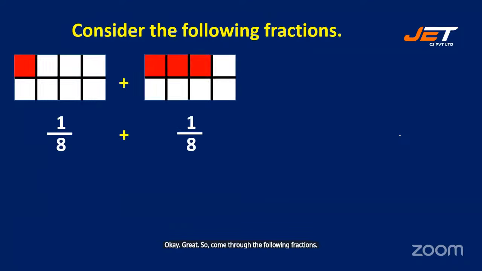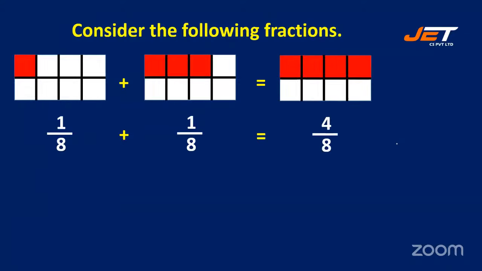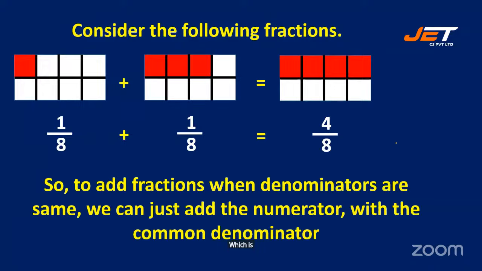Now consider the following fractions. 1 by 8 plus 1 by 8 is equal to, which is 4 by 8. Right? So to add fractions when denominators are the same, we can just add the numerators with the common denominator. How? See, 1 by 8 plus 1 by 8, we can write it as 2 by 8. Isn't it?